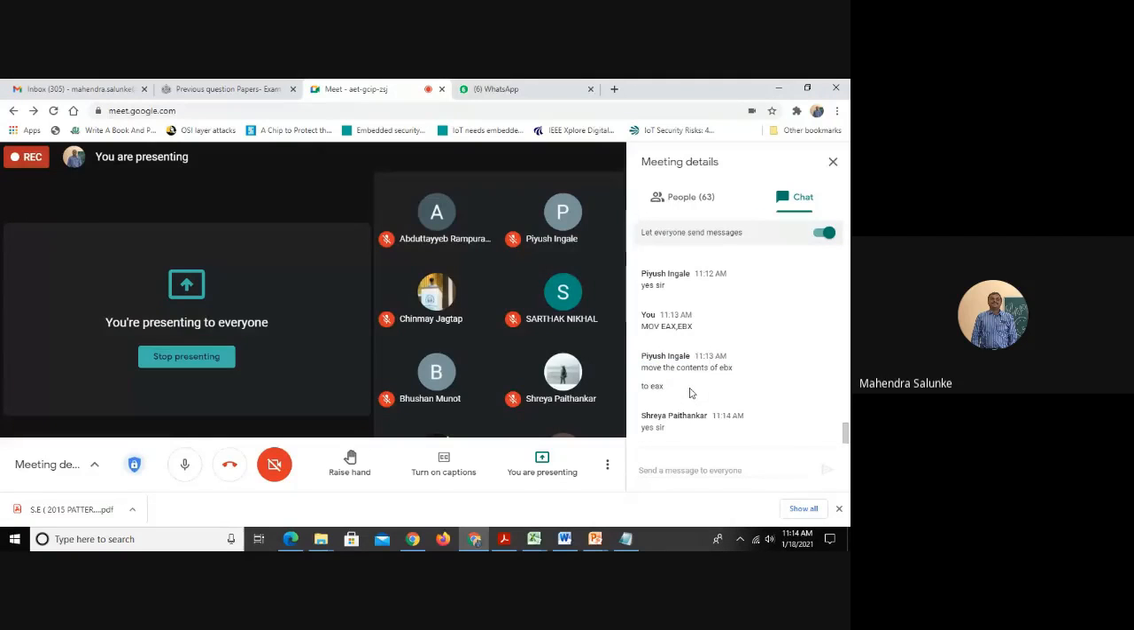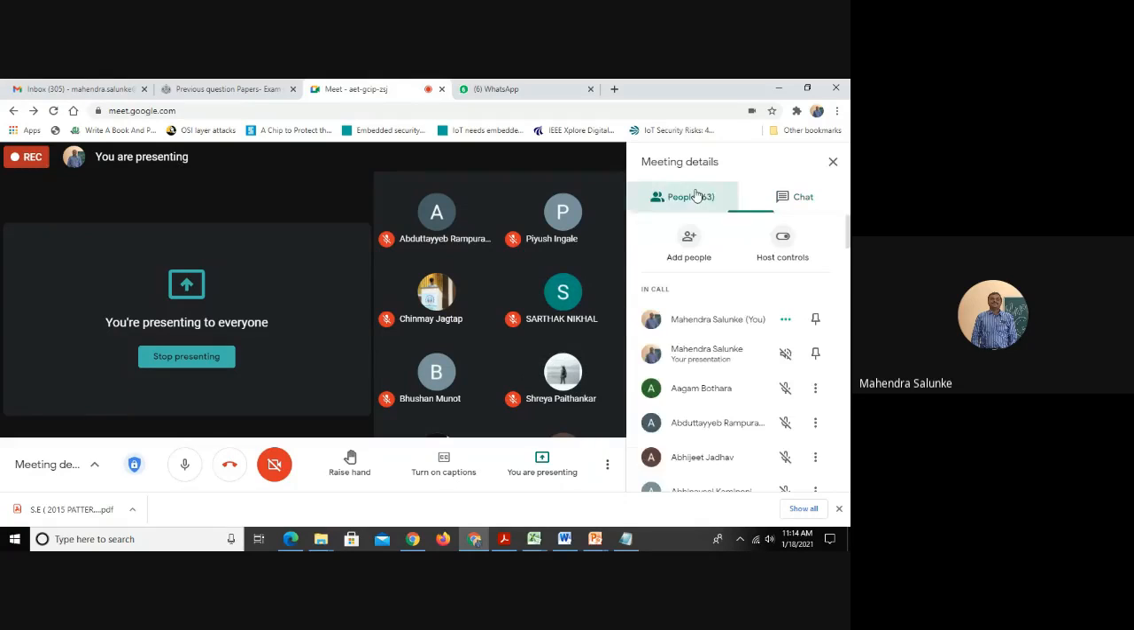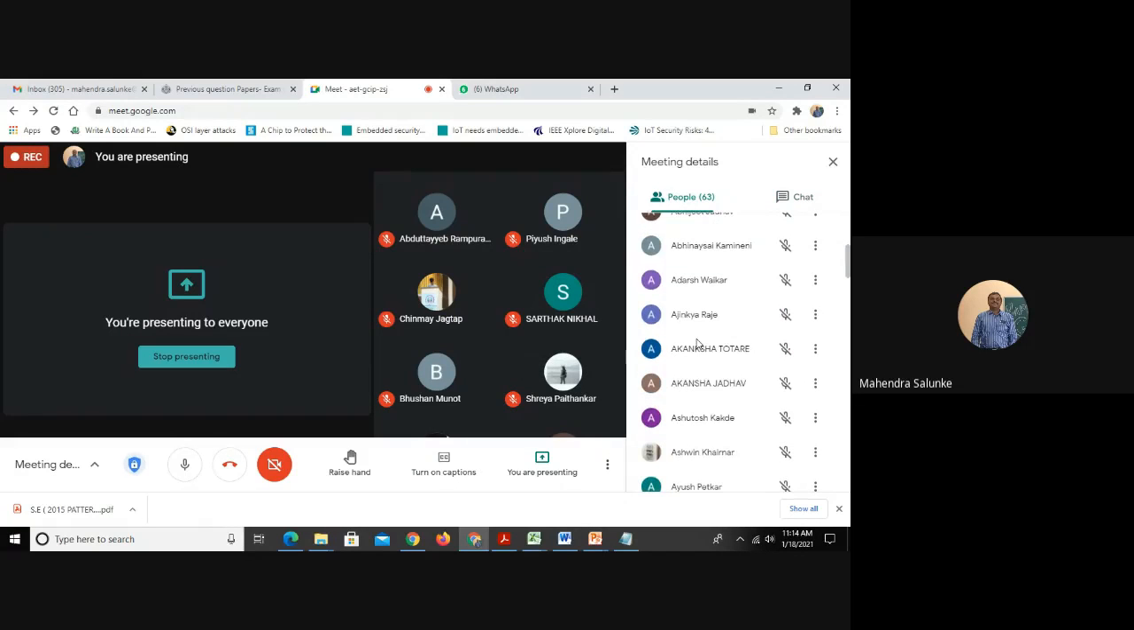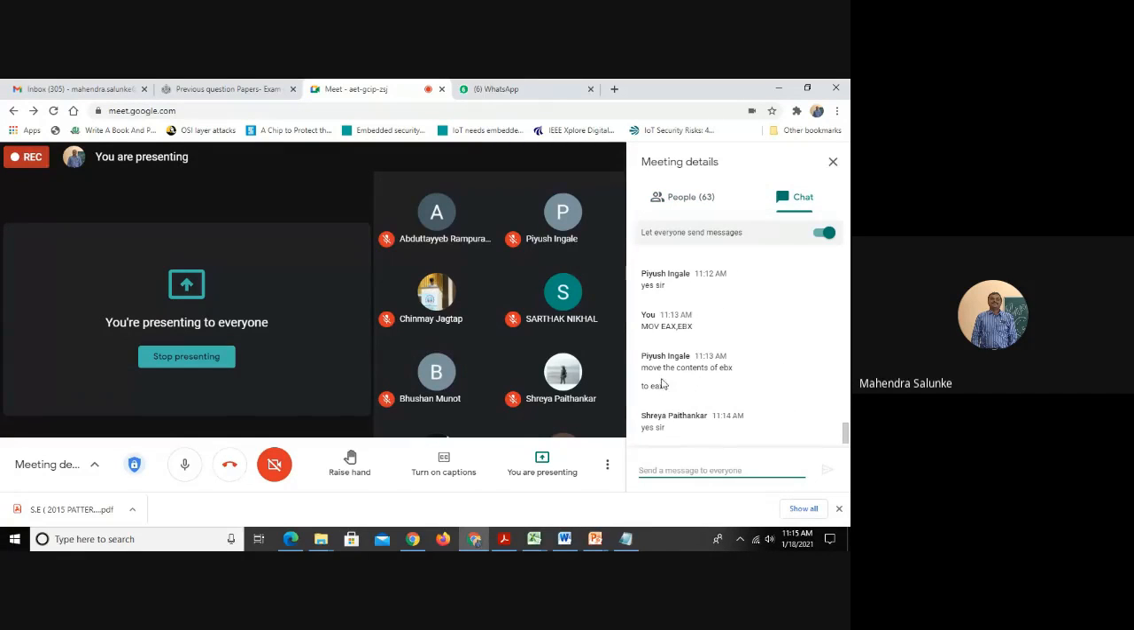So I think all of you are there. What do you see when you say you are moving content of EBX to EAX? How much data is it really moving? Who will answer this question? How much data will be moved with this particular instruction, move EAX comma EBX? I think Bhushan is there. Unmute yourself and give your answer, don't waste time in typing. Bhushan Munot. Yes, sir. How much data is it going to move with this move EAX comma EBX?